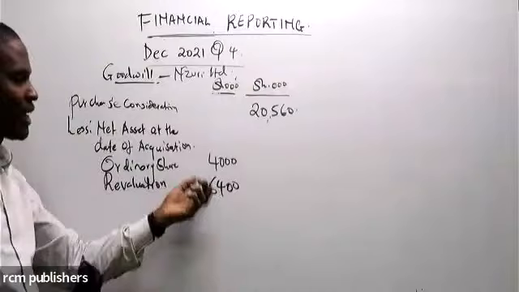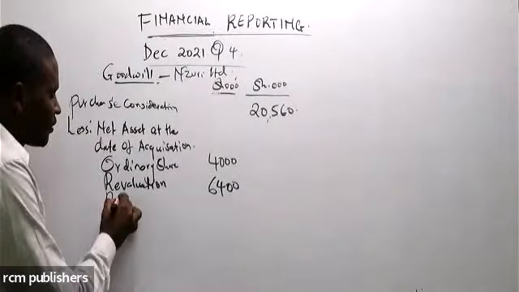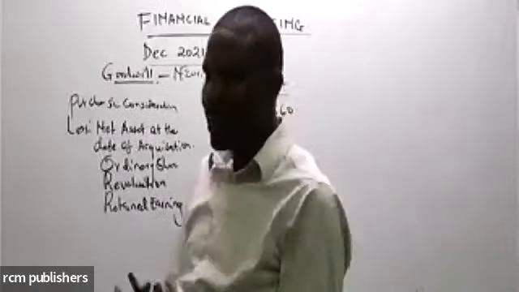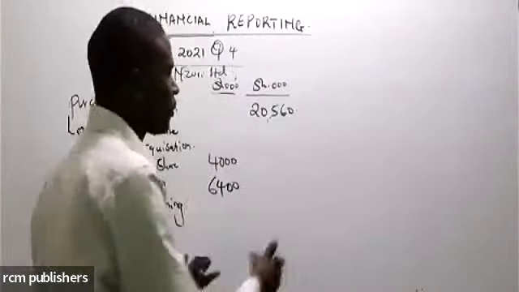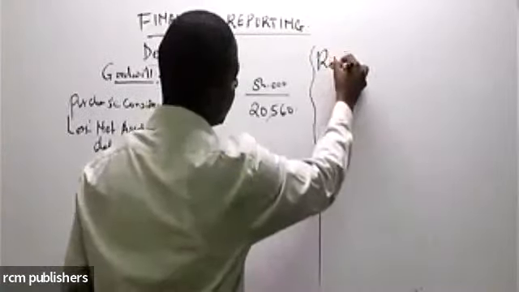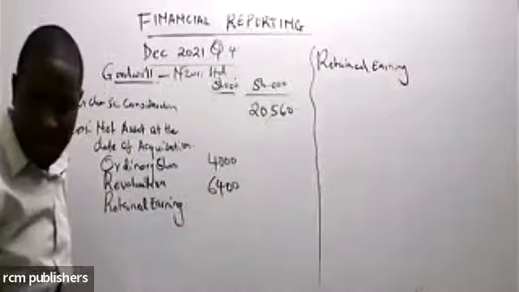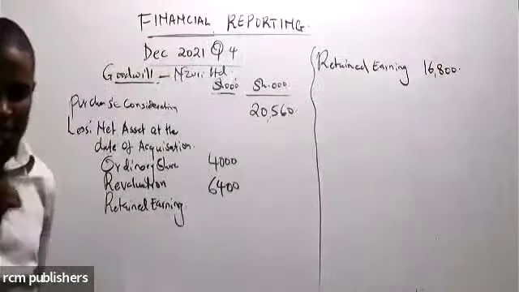Tuone vile itakuwa. So plus the other item that I'm remaining with here is the retained earnings. What shall we record as our retained earnings? What is the retained earnings in our balance sheet for Zuri Limited? 16,800. If you can really see that question very well, 16,800 is the retained earnings.